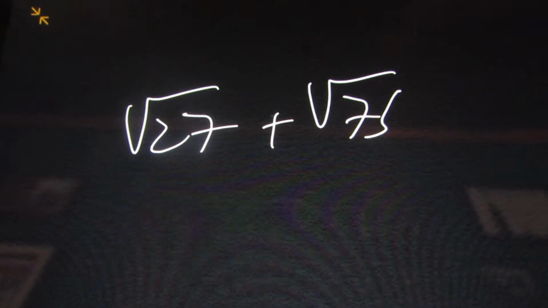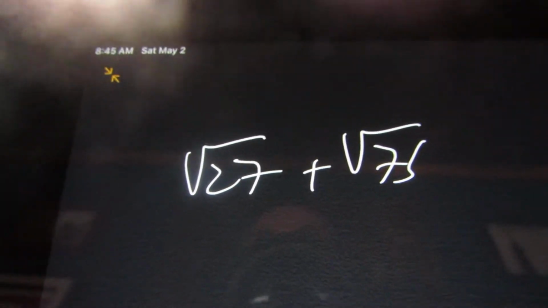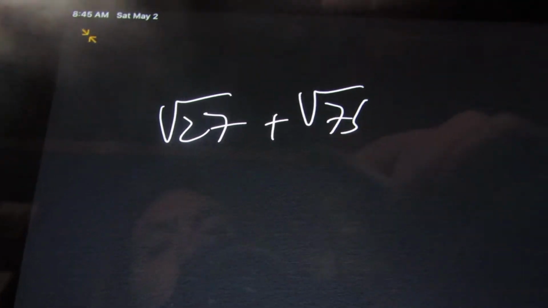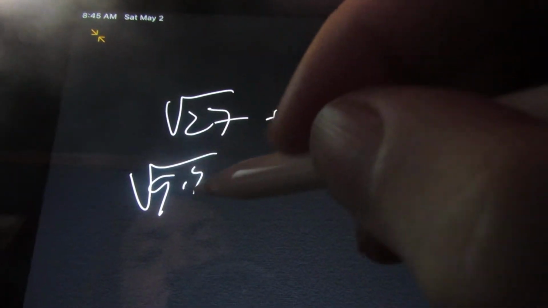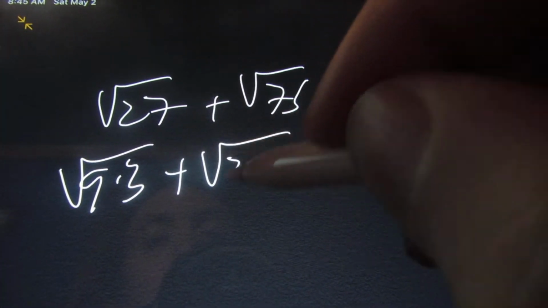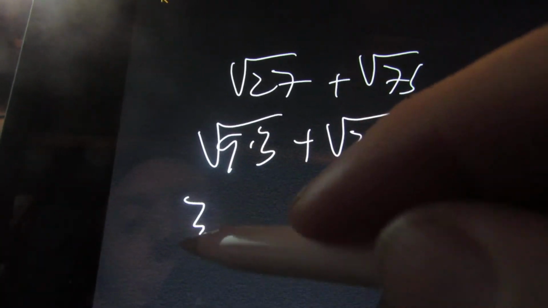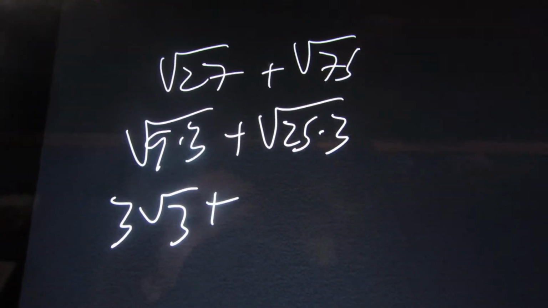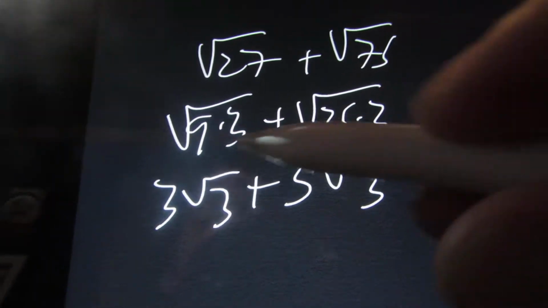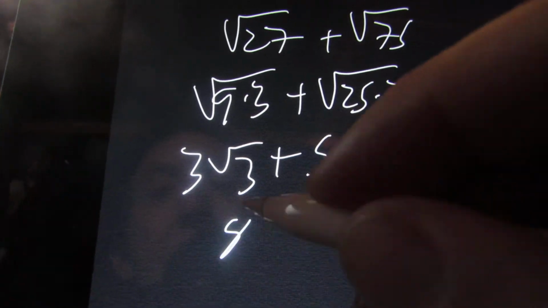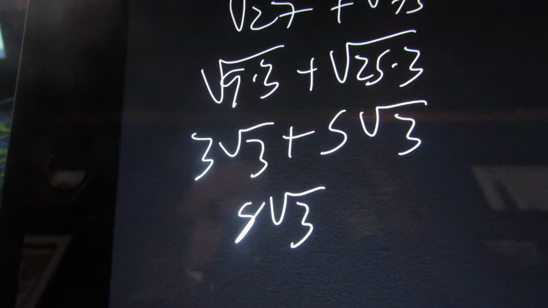Let's say though that we have square root of 27 plus square root of 75. Now here, 27 and 75 are two numbers that we saw in the previous section that a perfect square will go into them. So we're going to change these to be square root of 9 times 3 plus square root of 25 times 3. So we can take the square root of 9, which is 3, and we're left with square root of 3, plus square root of 25, which is 5, and we're left with square root of 3. And now we have the same number here. So we can add the 3 plus the 5 and get 8 square root of 3.